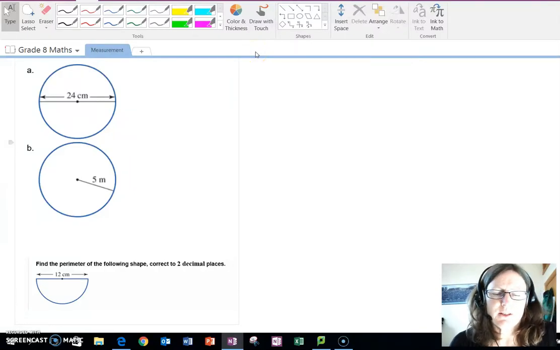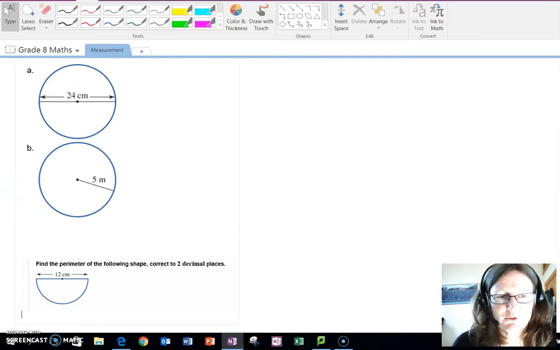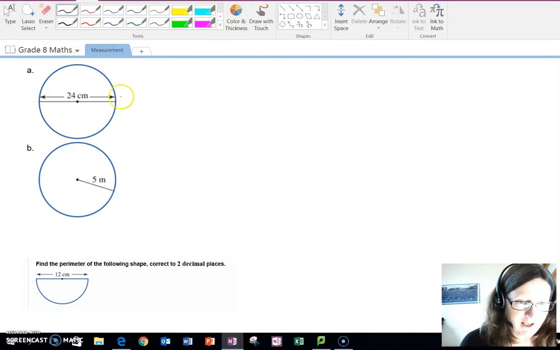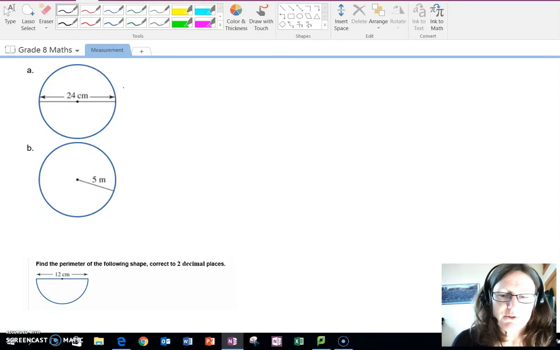Okay, this video looks at the circumference. The circumference is just another name for the perimeter of a circle. So what we're finding is the distance around the outside of these circles. For circumference there are two formulas.